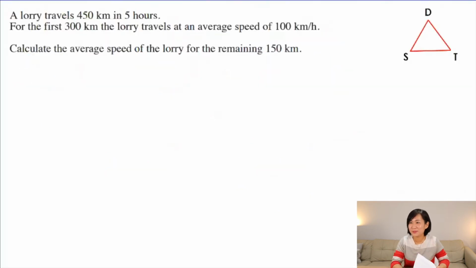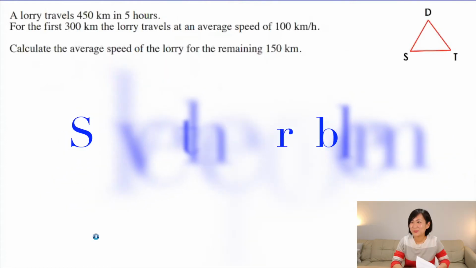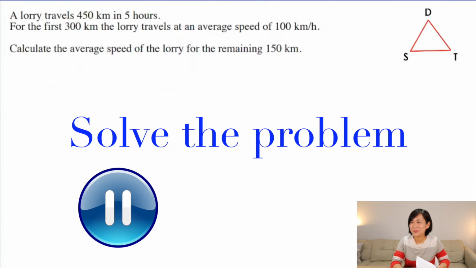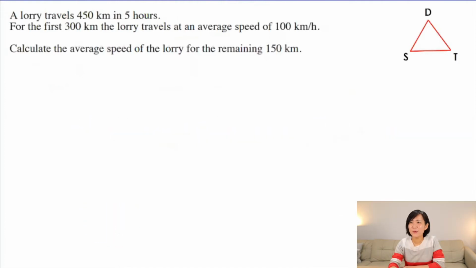Let's have a look. A lorry travels 450 kilometers in 5 hours. For the first 300 kilometers, the lorry travels at an average speed of 100 kilometers per hour. Calculate the average speed of the lorry for the remaining 150 kilometers. Pause the video and then identify distance, time, and speed. Let's go. If you find it tricky, always try to draw. Drawing is really helpful.